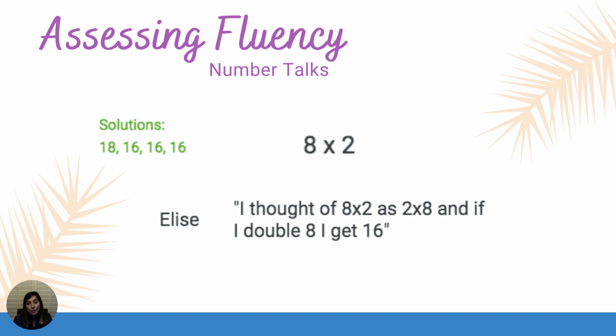Whereas Elise used the commutative property and her knowledge of doubles to solve and reason about the problem. Her reasoning justifies that she used an efficient and appropriate strategy. She was accurate and she was flexible with her numbers. She knew that 2 times 8 is the same as 8 times 2.